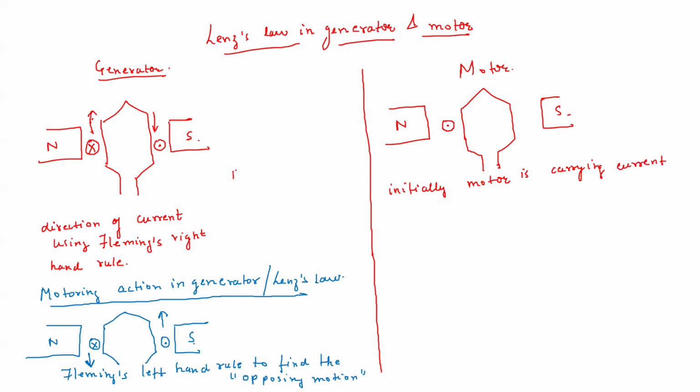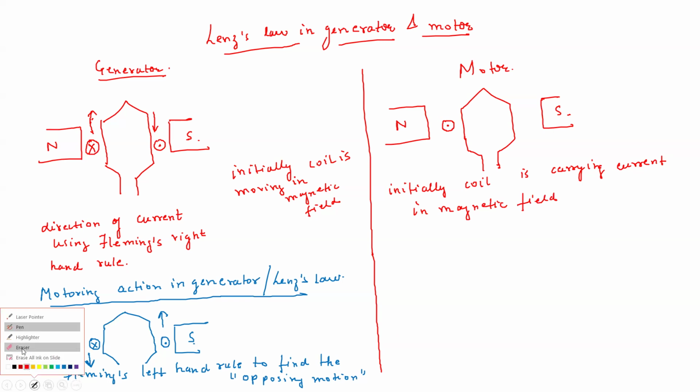So here, basically, the conductor. We are talking about only one coil. So initially the coil is carrying current and initially the coil is moving in the magnetic field. Initially this coil is carrying current in the magnetic field.